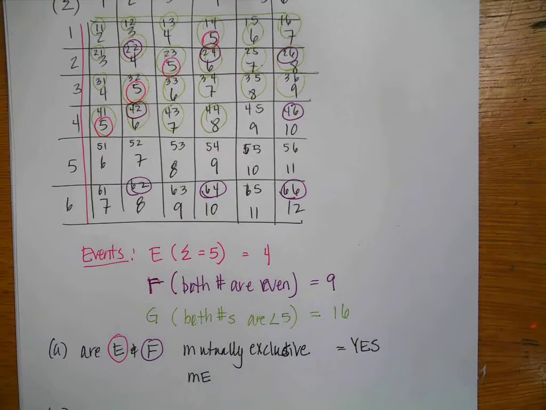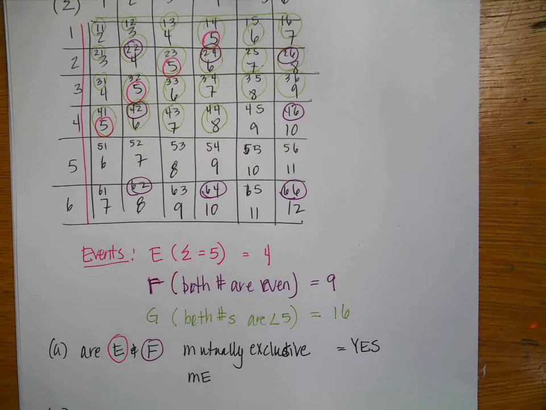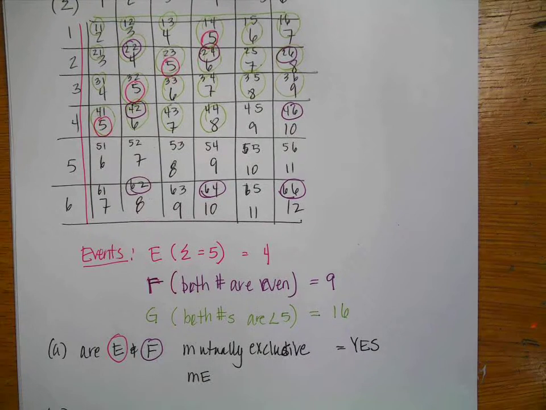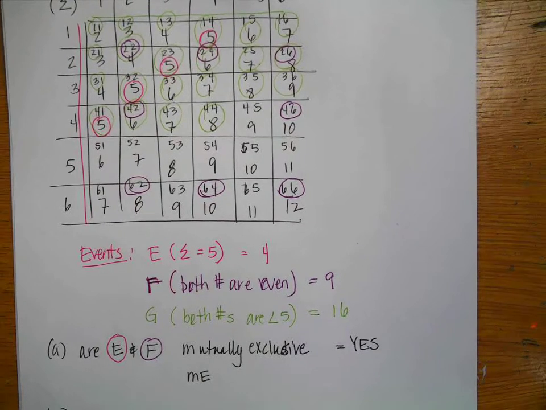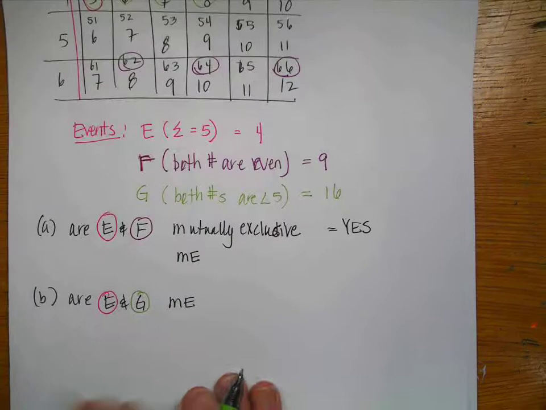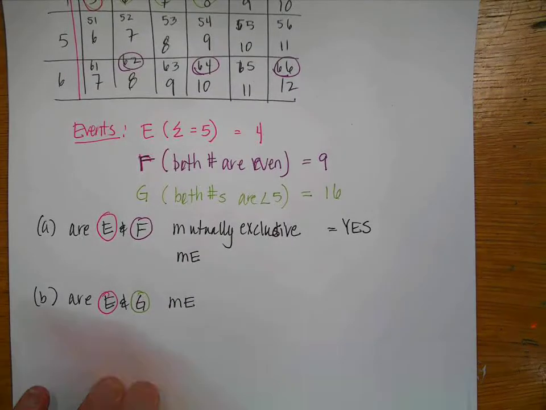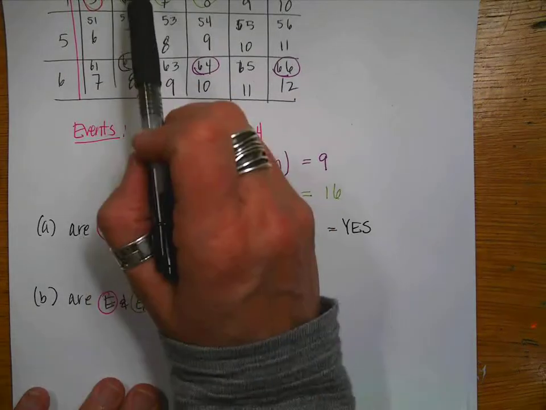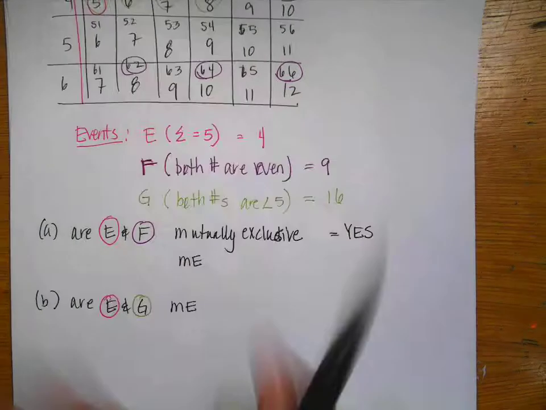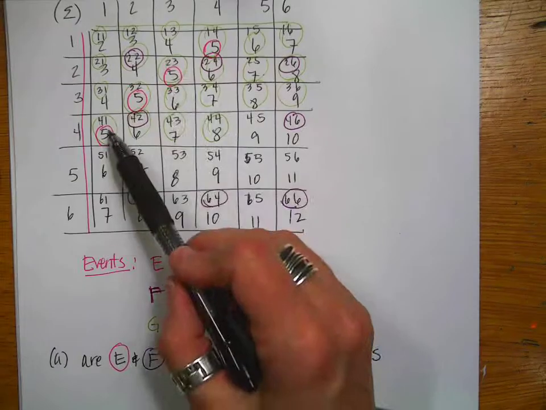So for B, I want to know, are E and G mutually exclusive? So do I have pink and green that overlap? You can't see that, sorry, my bad. Are pink and green going to overlap? And we see several, when you can't see both, so it's hard to show.